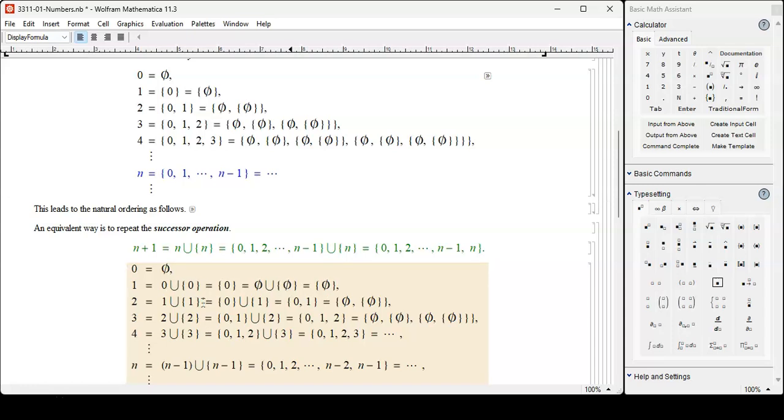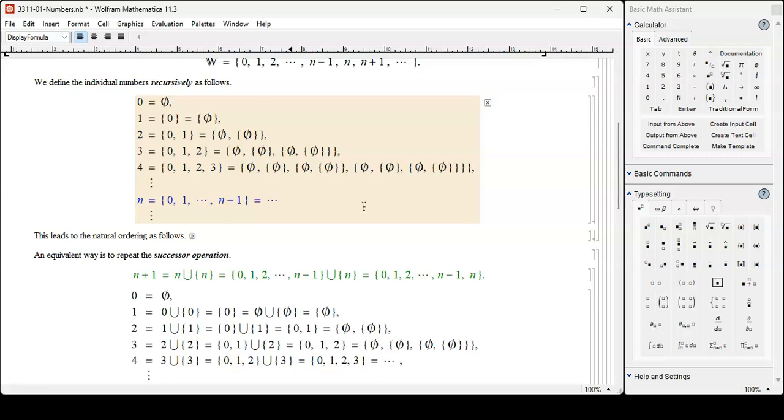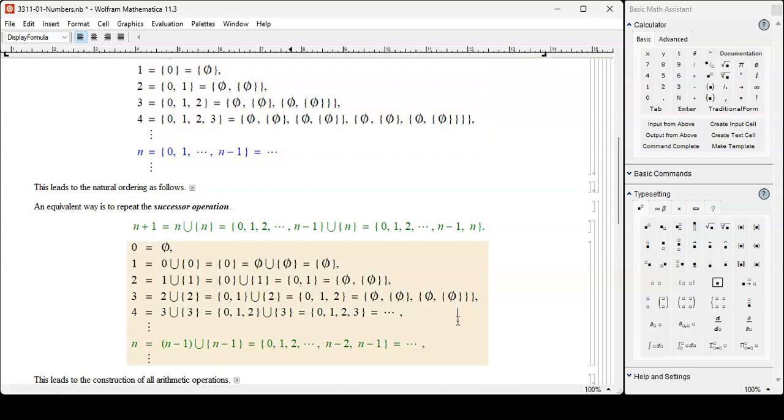And then the successor operation we get 0, 1. And then successor operation we get 0, 1, 2. And then successor operation we get 0, 1, 2, 3, and so on. And then that's the general case, which I just highlighted in green. That's exactly the same as this highlighted in blue. So whether you take this definition or the second definition, they're the same, they're equivalent.